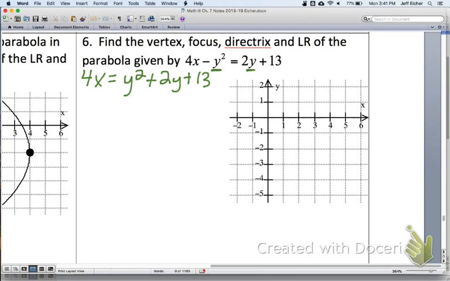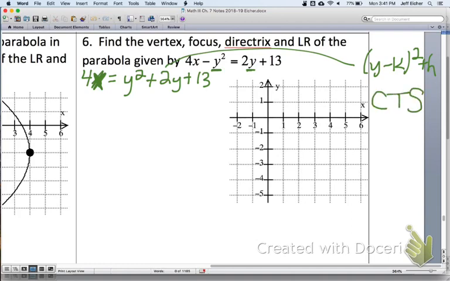Okay, so it looks like it's going to be an x equals, right? There's the x right here. It's going to be x equals some other stuff. But we want this expression to look kind of like a(y minus k) squared plus h, and it doesn't look like that. We only want one y, that quantity squared. We don't want y squared plus 2y. So what we're going to do is what's called completing the square, which we did a few months ago.